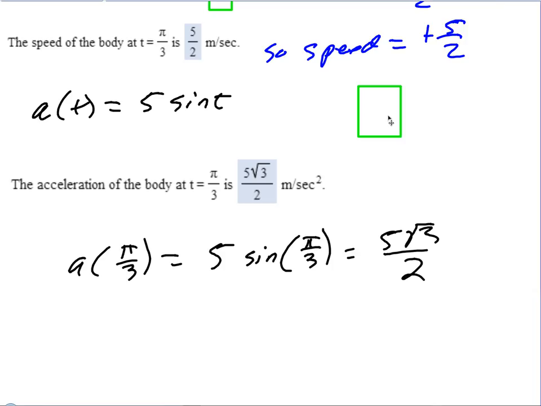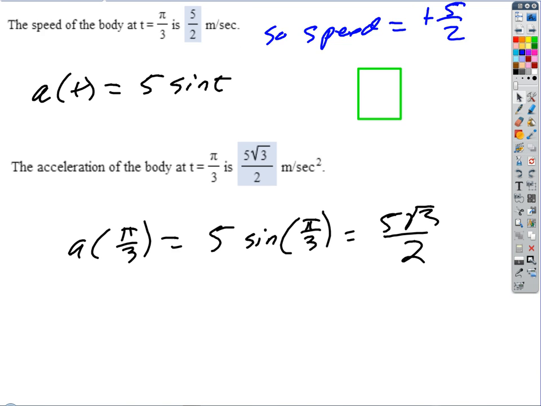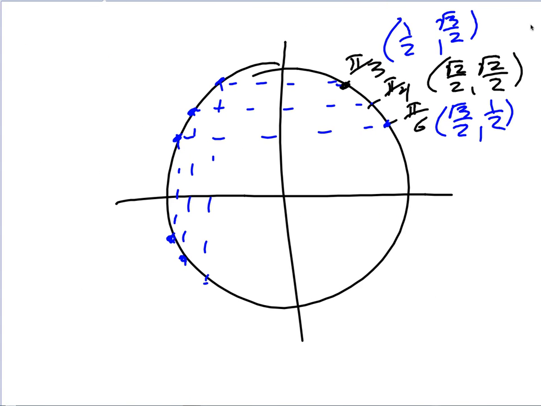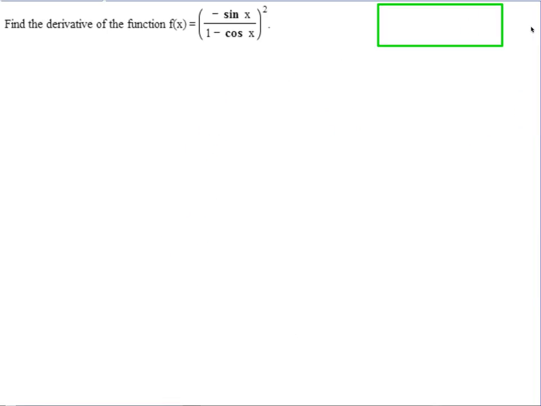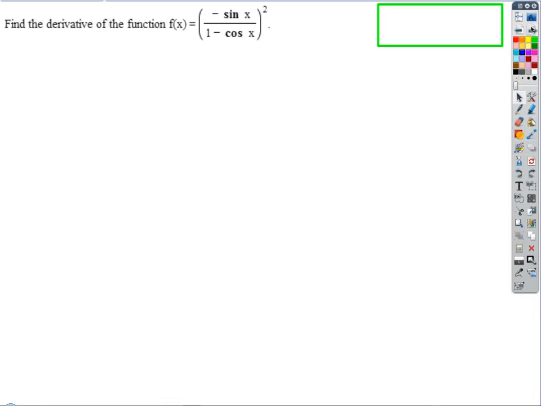Not bad. Yay or nay? That's probably a yay. I think that's not hard. So yeah, it is.